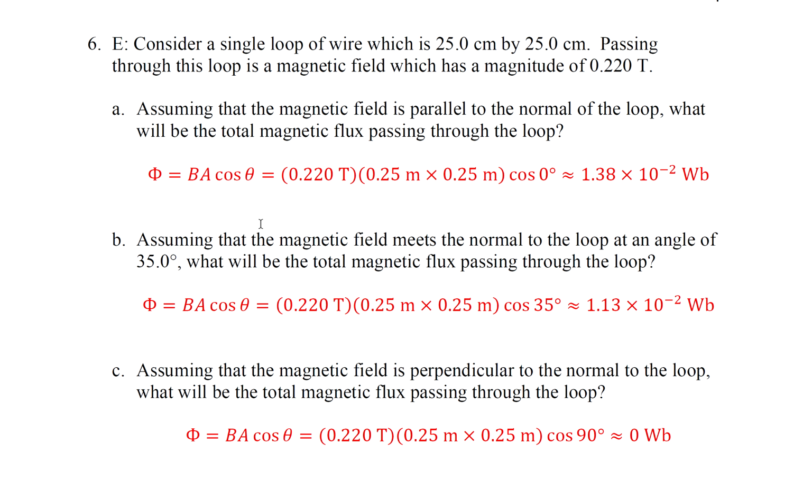Question number 6. Consider a single loop of wire which is 25 centimeters by 25 centimeters. So, passing through this loop is a magnetic field which has a magnitude of 0.220 Tesla.